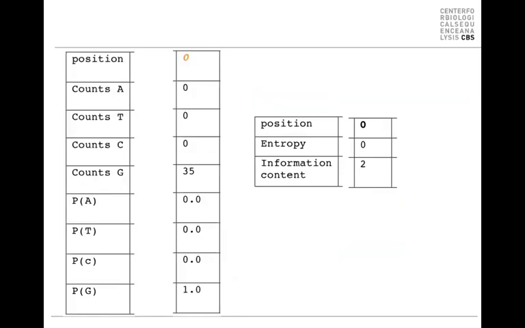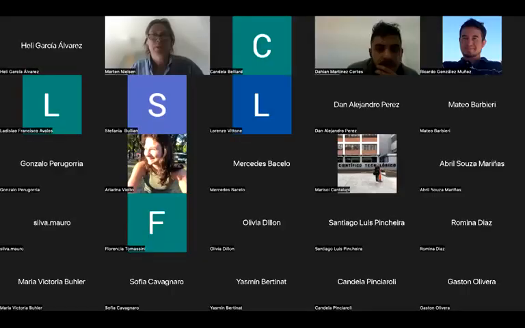So try to do that. Pick another position. Don't pick position 0, but I've already done that for you. Pick another position of the ones shown in the handout in orange here on top.